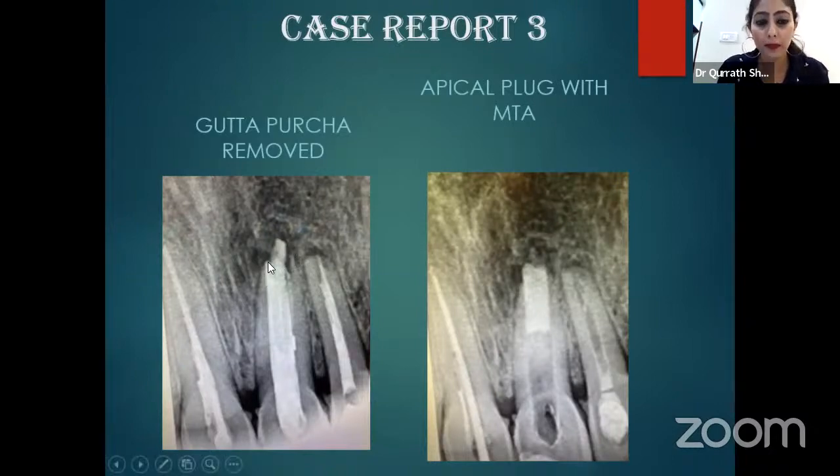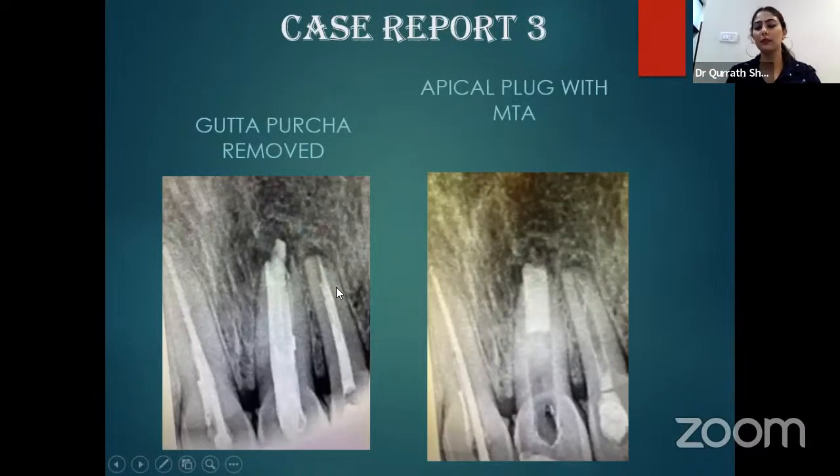So again, the patient complains of pain. There is sinus opening. The patient says that there is foul odor from the oral cavity and there is pus discharge which keeps coming and going away. So again, all the symptoms, if you correlate them with the radiographic diagnosis, indicate that the root canal therapy has failed. So again, here the GP was completely removed from the canal.